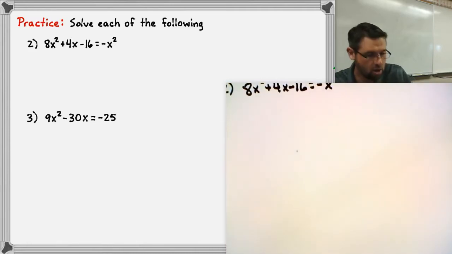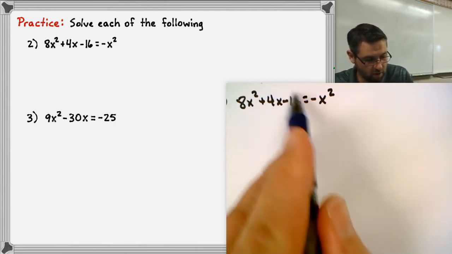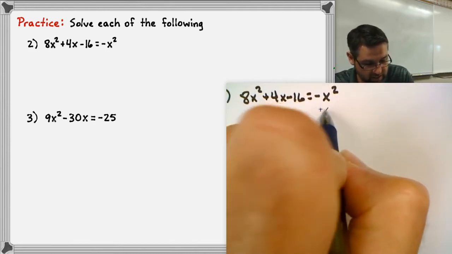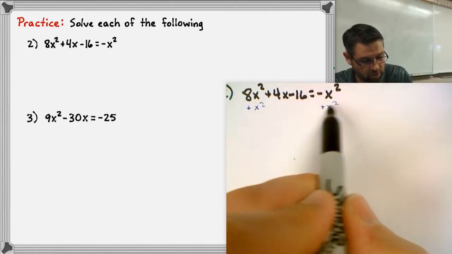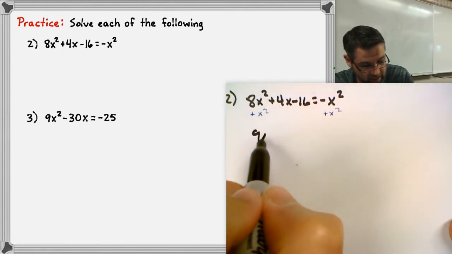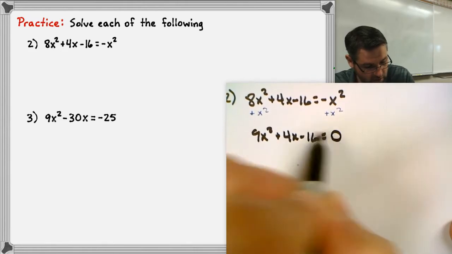squared. We want to get everything equal to 0. So we could either move all of this stuff over to the right or this over to the left. It makes sense to move this because it's less to do. And it's an x squared. So I'm going to add x squared to both sides, and it combines with the 8x squared. So we're left with 9x squared plus 4x minus 16 equals 0.